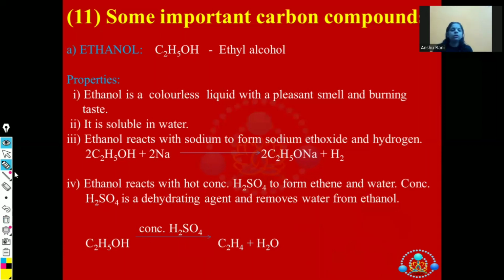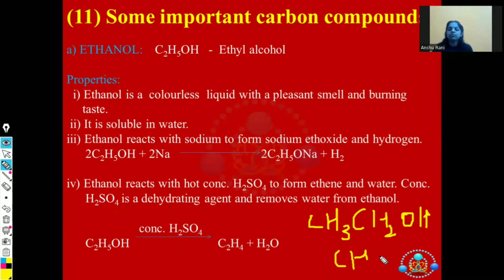But if you are doing this reaction at 413 Kelvin temperature, suppose by mistake you have written the temperature wrong, then you will not get any marks in this equation. The reason is if you are doing it at a different temperature, then it will lead to another product.